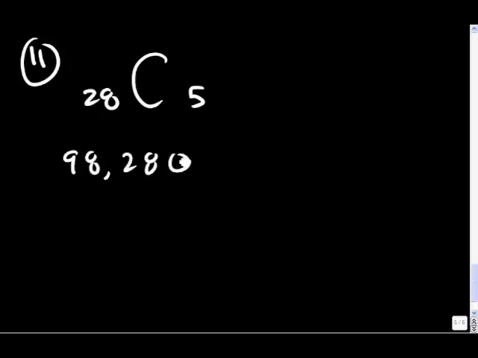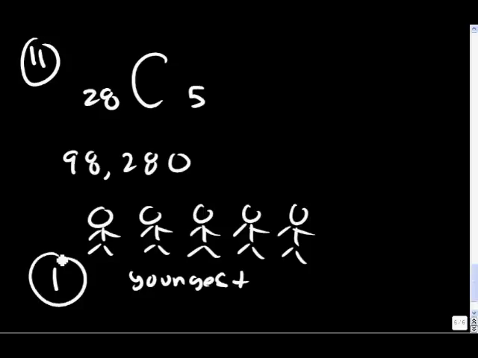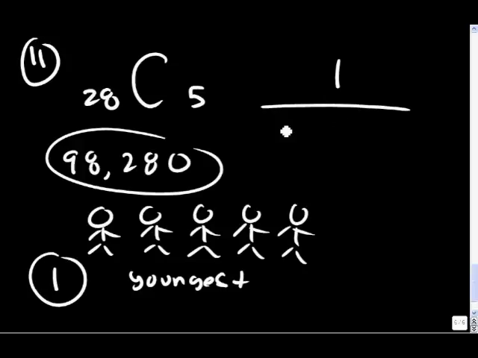Now, in question 11, they want to know what's the probability that you select the 5 youngest people. Well, there's only one list, only one arrangement of 5 out of the 98,280 that will consist of the youngest 5. So the probability of you selecting that particular list is 1 over 98,280.